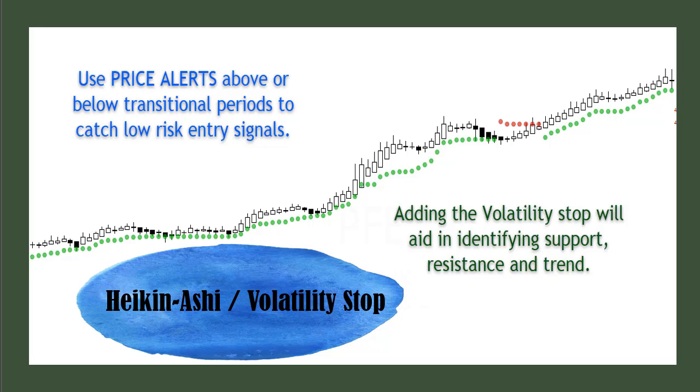Now, a lot of folks will look at this, and the first thing they do is they say this is a parabolic SAR indicator, and it is not. It is an average true range indicator. The other thing about this, and I want to say this very, very clearly, the volatility stop indicator is not a buy-sell indicator. It doesn't tell you when to buy. It doesn't tell you when to sell. The volatility stop indicator, the way I've put it together, is to show you support, resistance, and trend. That's it. Support, resistance, and trend.